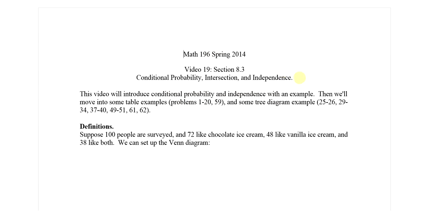And then we'll move into some examples about tables, like problems 1 through 20 and 59, and then some tree diagram problems, examples, like problems 25 through 26, 29 through 34, 37 through 40, 49 through 51, and 61 and 62. So, what's conditional probability and what's independence?